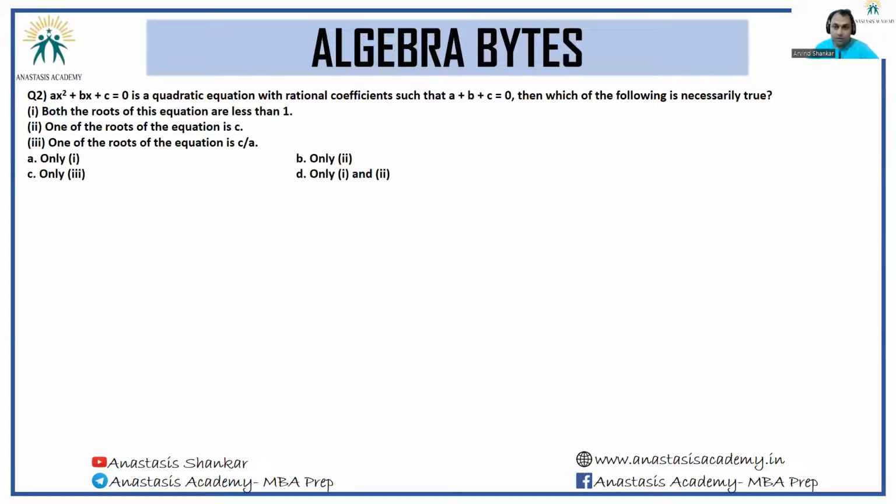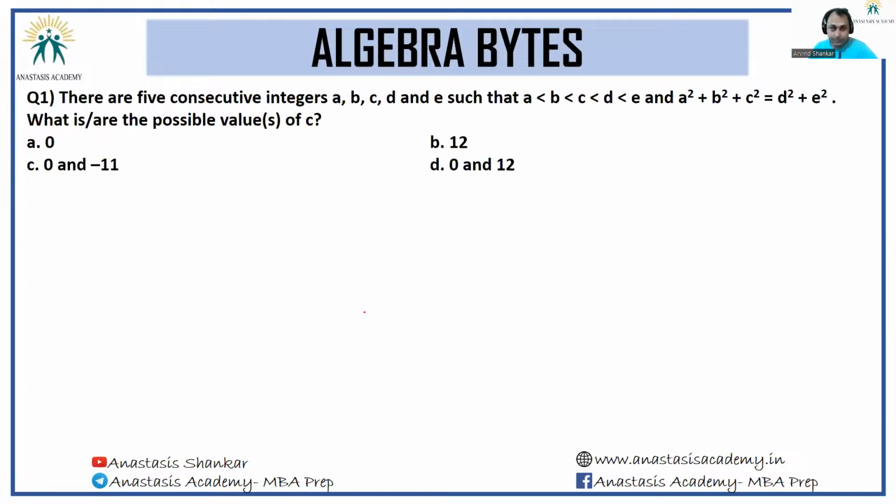Let's look at the solution of algebra bytes. There are 5 consecutive integers a, b, c, d, and e, such that a is less than b is less than c is less than d is less than e, and a square plus b square plus c square is equal to d square plus e square. What are the possible values of c?